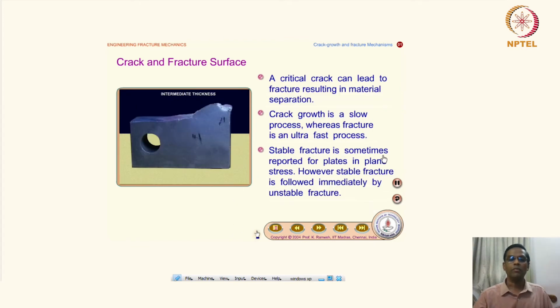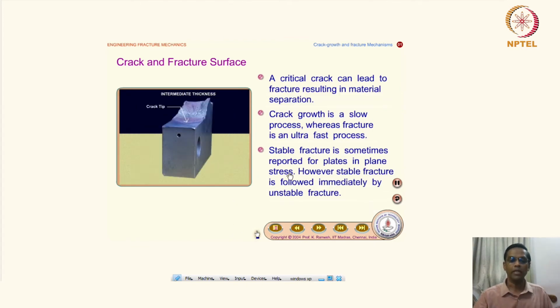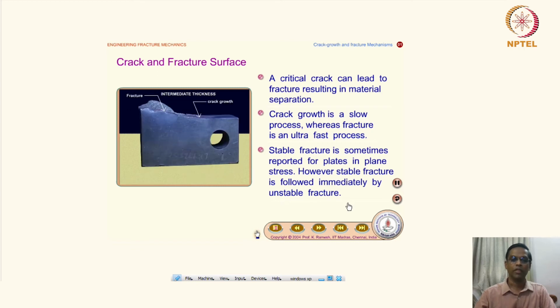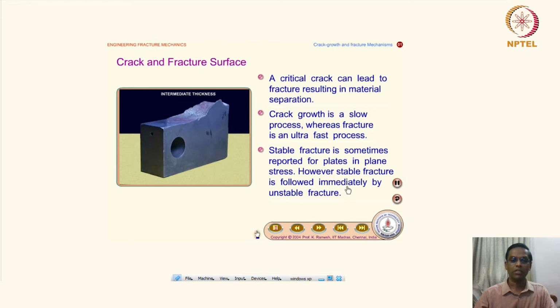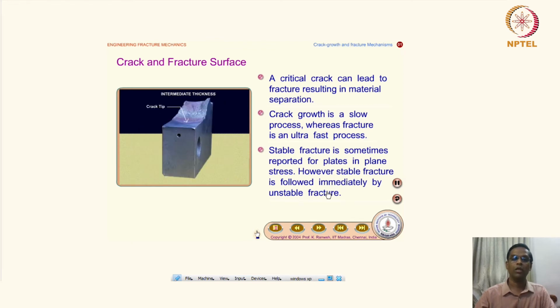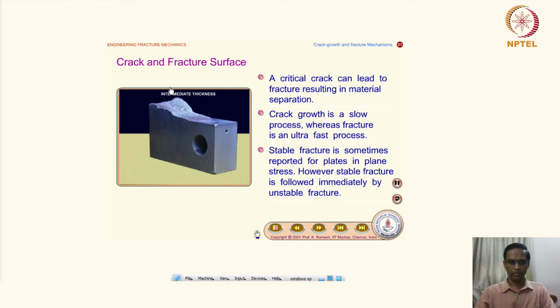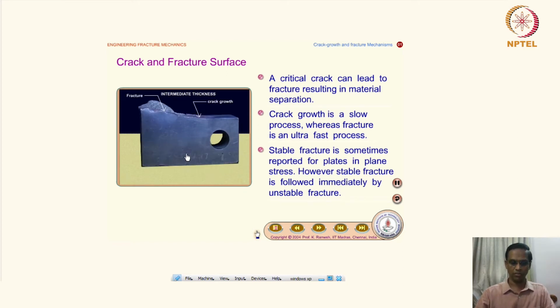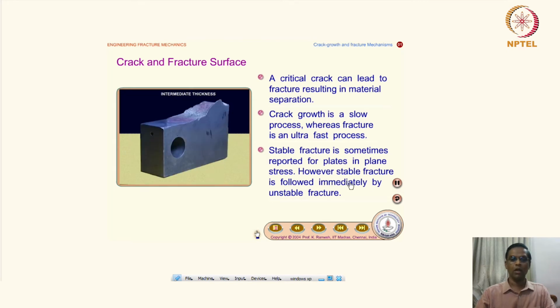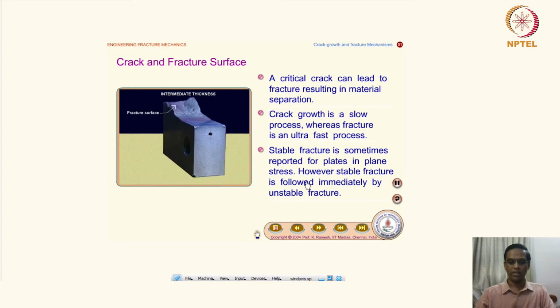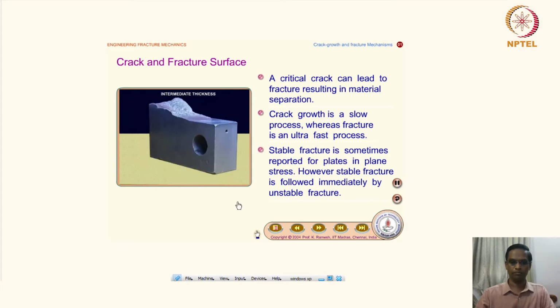Stable fracture is sometimes reported for plates in plane stress. However, stable fracture is followed immediately by unstable fracture. So this is also reported. What is stable fracture? What is unstable fracture? Unstable fracture you can just readily visualize. It is a very fast, ultra fast process. What is stable fracture? We have to qualify these statements in the course.